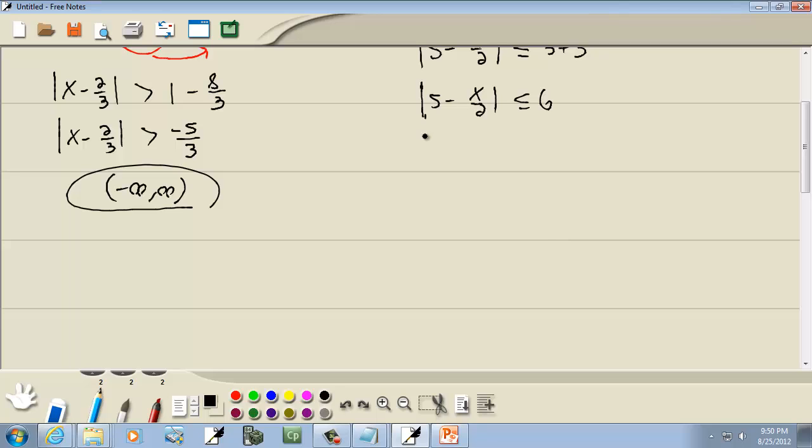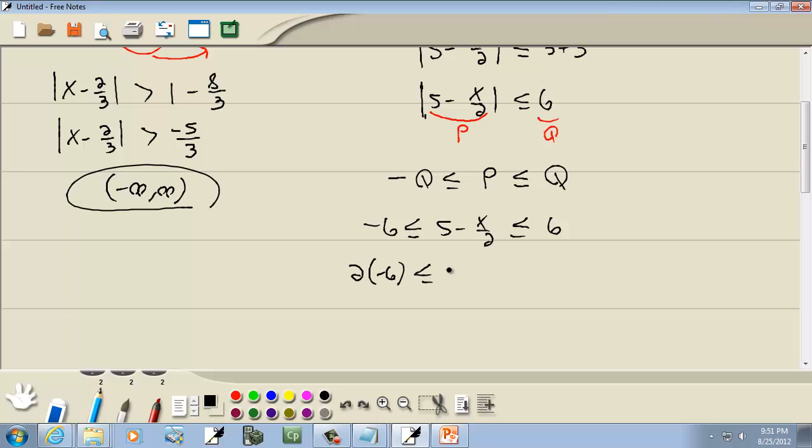This is a less than formula. What's inside the absolute value would be our p, and the other side would be our q. And our formula is we got negative q is less than or equal to p is less than or equal to positive q. So I got negative 6 is less than or equal to 5 minus x over 2 is less than or equal to positive 6. First step, get rid of parentheses. Don't have any. Second step, get rid of fractions. Multiply everything by the LCM of all your denominators. We only have one denominator, the 2, so we'll multiply everything by 2.